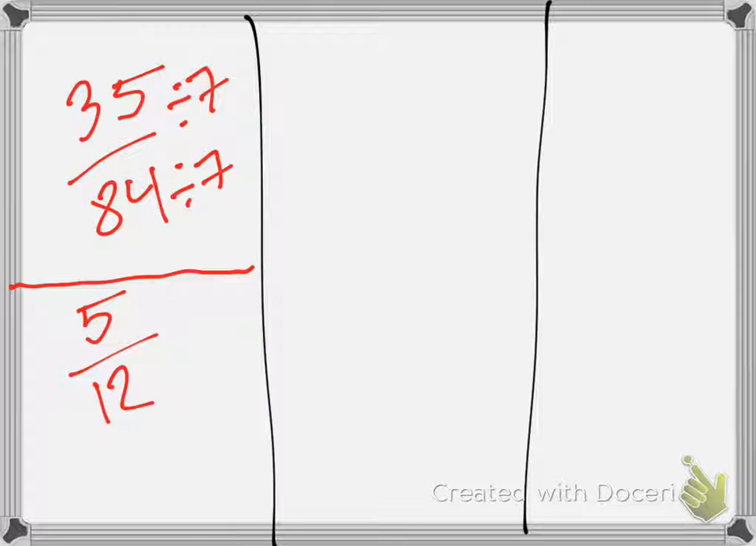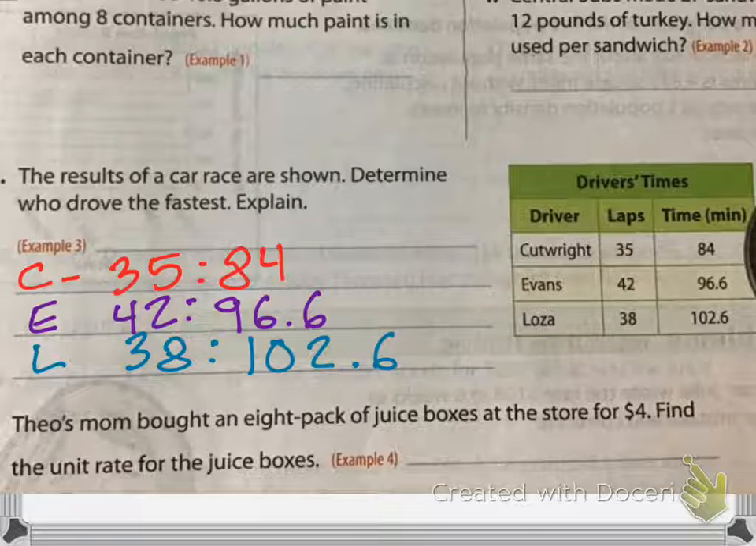Now here's the thing. If you had wanted to, you could also have written 84 over 35 and divided the time by the number of laps. The only thing that you need to always do is keep the same units in the same place. So see how we decided laps is going above time? So for the next person, can I put time above laps? No, I have to keep going with laps above time.